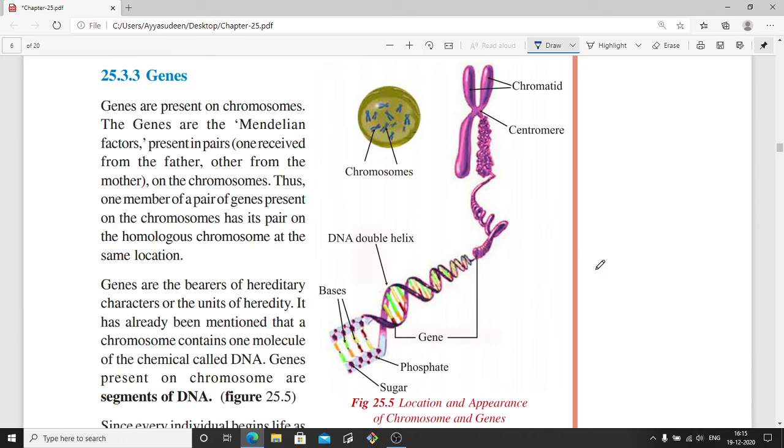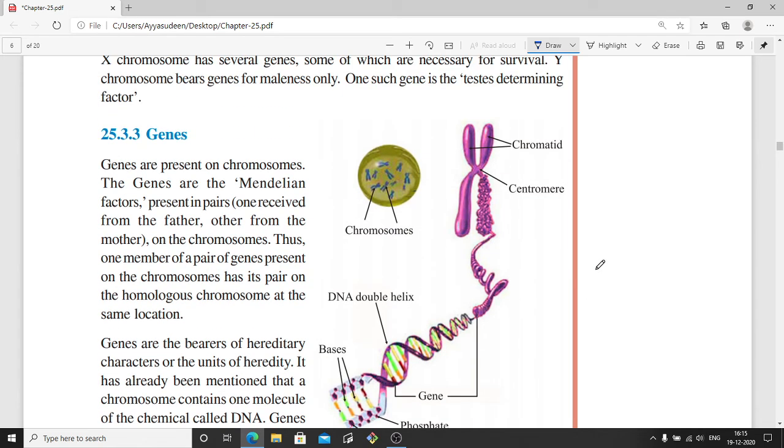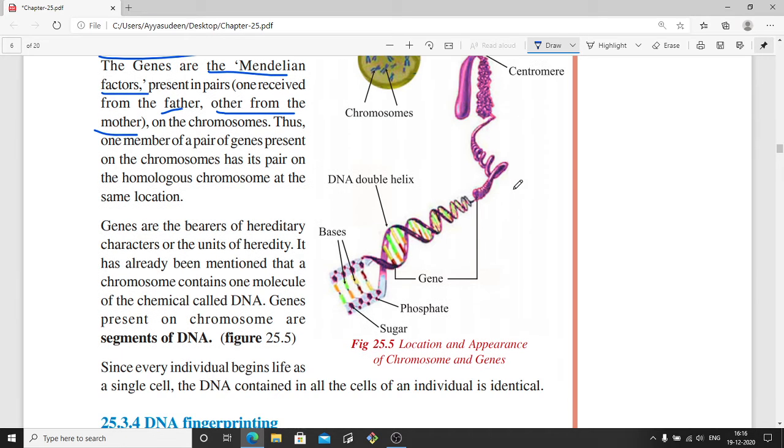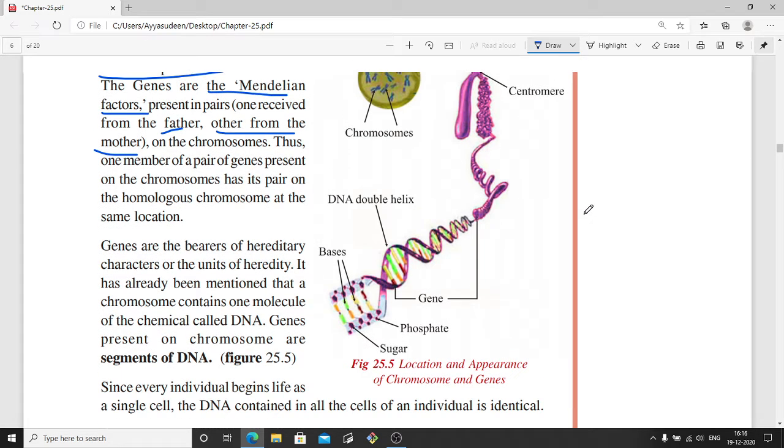Okay, then the next topic is genes. Genes are present on chromosomes, as we told. According to Mendel, he called them factors. So they are the Mendelian factors. They are present in pairs, as we told. One received from the father, another from the mother, on the chromosomes. That you have to understand.